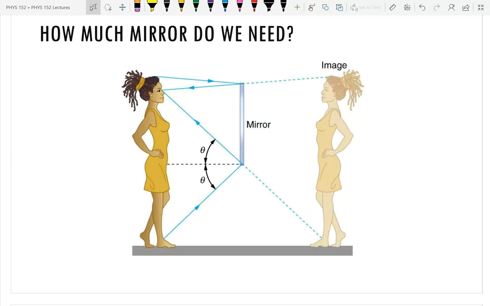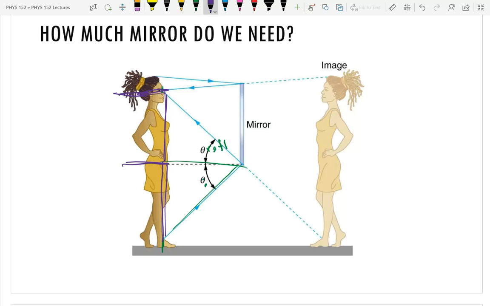Because when you look in that mirror, light reflects off of your foot, comes up and hits the mirror, and based on the angle of incidence being equal to the angle of reflection, if your eyes are the same distance away from the mirror as your feet, then you're going to have two similar triangles here. This distance here then must be the same as this distance here. So the distance from your eyes to where you're going to see your feet on the mirror is 1/2 of the distance from your eyes to your feet.